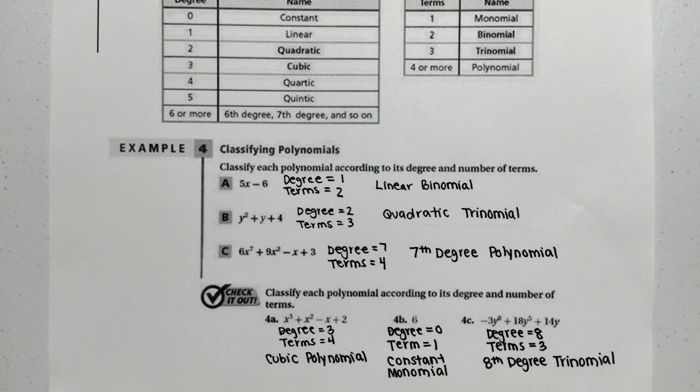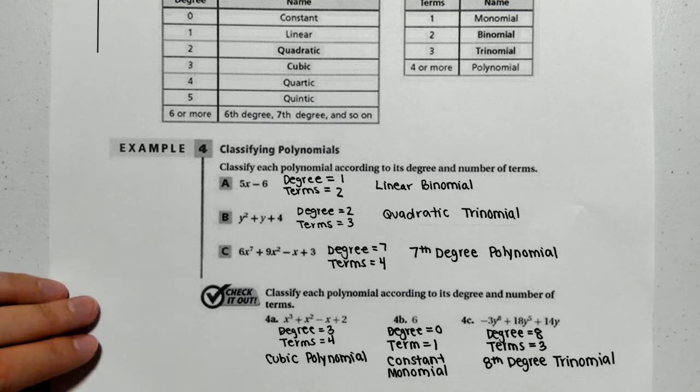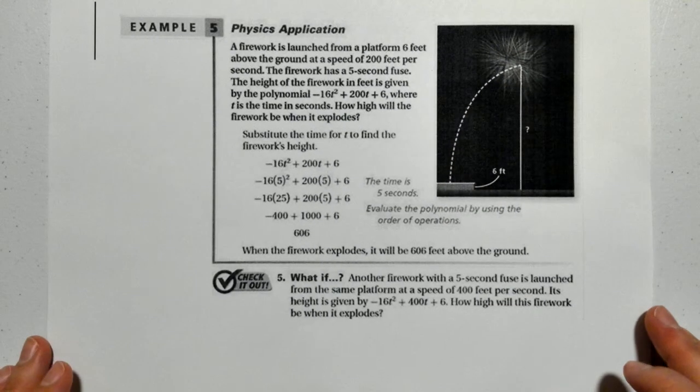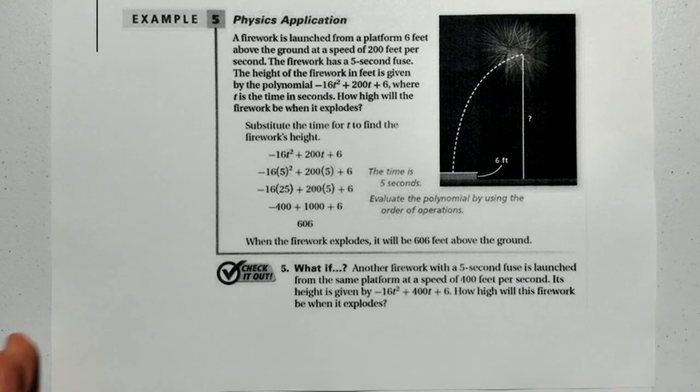So that is how you classify polynomials using the degree and the number of terms. So now we're going to go ahead and look at example 5. There's a physics application. It says a firework is launched from a platform 6 feet above the ground at a speed of 200 feet per second. The firework has a 5-second fuse. The height of the firework is given in feet by the polynomial negative 16t squared plus 200t plus 6, where t is time in seconds. How high will the firework be when it explodes?